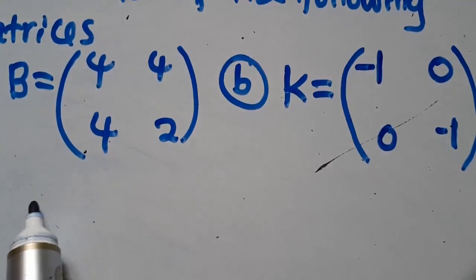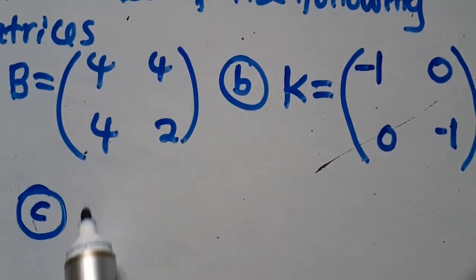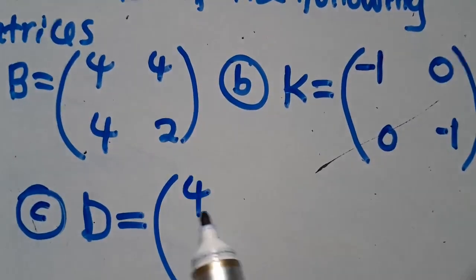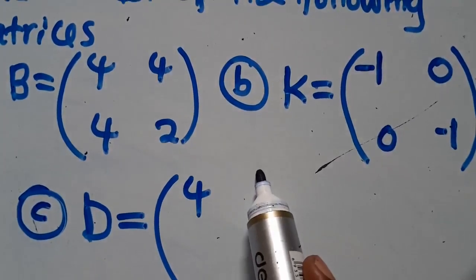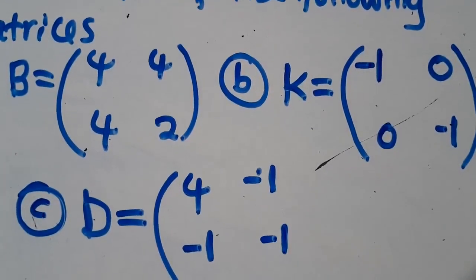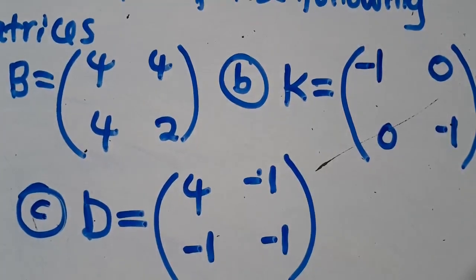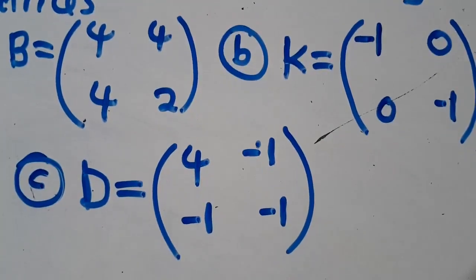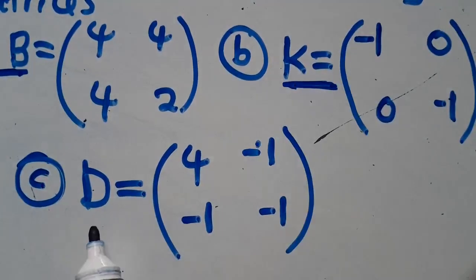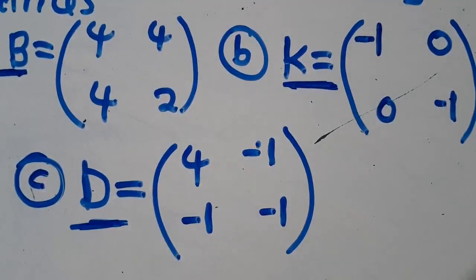Then you move to this other one, C. Question C, D is equal to 4, -1, -1, -1. This is how it is. So these are the 3 questions. You find the determinant. This is the first one, second one, third one. You find the determinant of these matrices.